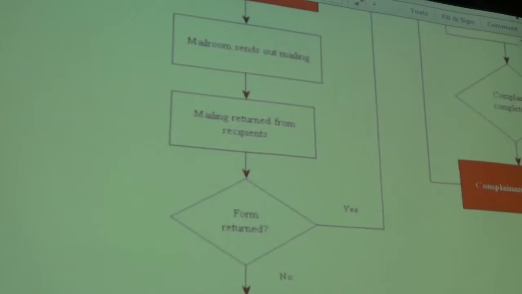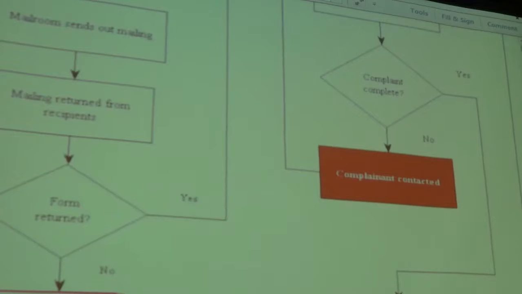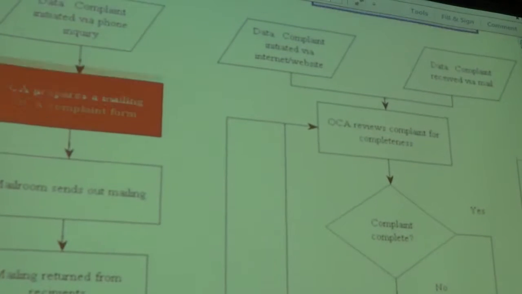If the form is returned, as you can tell from the diagram, then the Office of Consumer Affairs reviews the complaint for completeness. Now the whole mailing process is bypassed if an individual submits a complaint through the internet or website, or the complaint is received by mail, and if the individual downloads the document and then submits it, then you bypass the first set of aspects, and you go straight to OCA reviews the complaint for completeness.